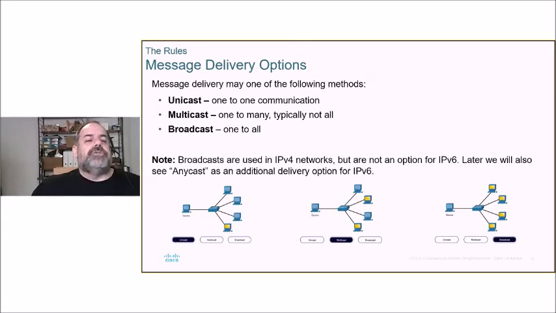Message delivery options. For most protocols, you've got the three major options. A unicast is one source sending to one destination. A multicast is one source to a group of destinations, but normally not all. And then a broadcast is one source to everyone else. That's basically what we're showing here: one destination, in this case two destinations, and then everyone. Now, broadcasts are used in IPv4 networks, but are not an option for IPv6. There is the option of an anycast, but also IPv6 does a lot more multicasting when it's trying to find information out.